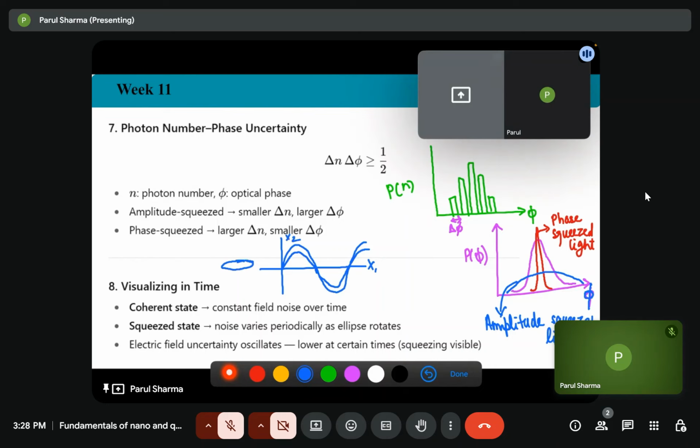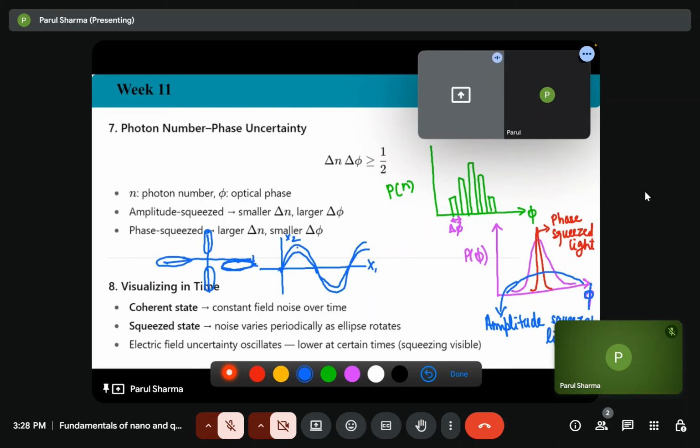If we have the squeeze light in this direction, and if we take the projection on x1, then this will start with this, and here it will become like this, and here it will become again. So if we take the projection on that, you can see that here it will be this. After that it will become larger.